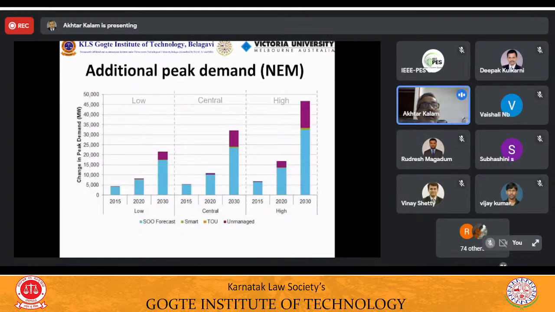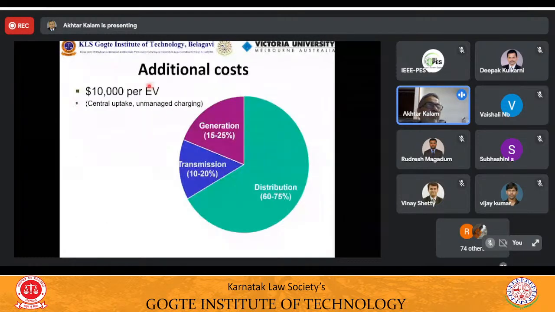After that, if you look for additional peak demand, you need that extra. This is because of the electric vehicle. This is your forecast, but this is the statement of opportunities in Australia, and this is the extra bit that you need. So you can see that we will have to come up with extra money per electric vehicle, and that has to be shared between generation, transmission, and distribution. And 2/3 will be taken by the distribution sector, because that $10,000 has to be shared between those three things.